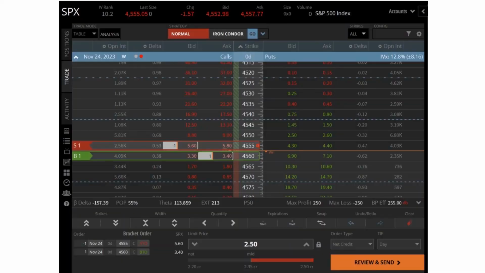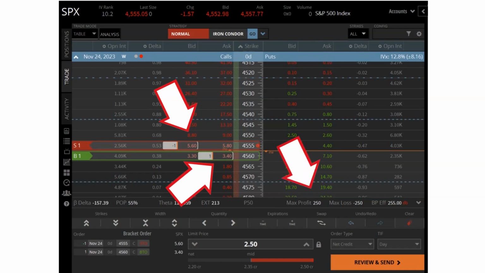We then click on the bid to sell the 45.55 call and ask to buy the 45.60 call. This makes a $5 wide call credit spread, and our max profit is $250 and max loss $250. Since one option contract controls 100 shares of stock, this is really $250 that we are collecting upon order placement. I hit review and send and place the order.